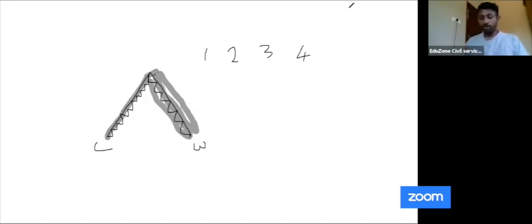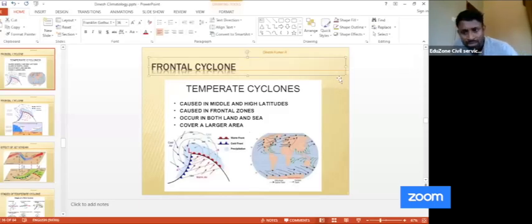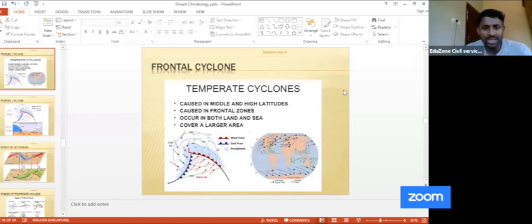Shall I continue? Okay, one more thing. Now, if I ask you, is this everything regarding temperate cyclones? I can say no, there is something more. What is that something more? See, temperate cyclones are a relatively dynamic concept, right? It's not that easy.